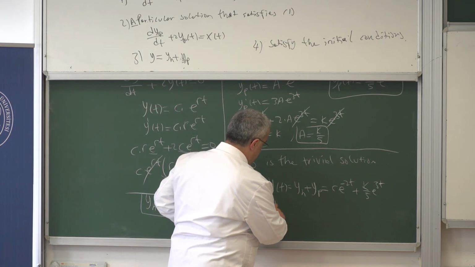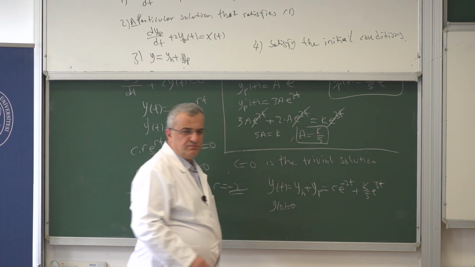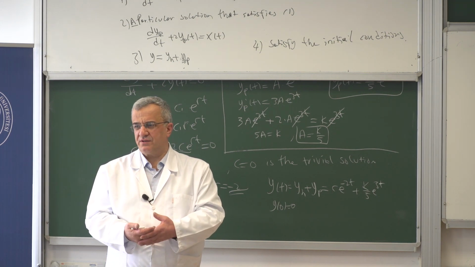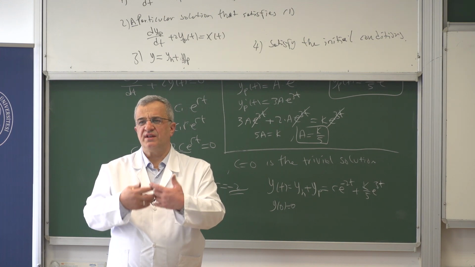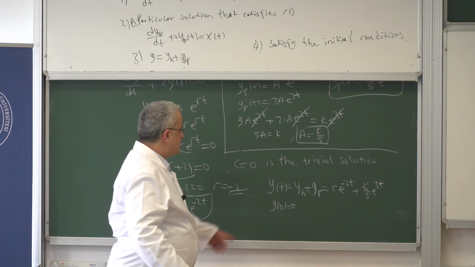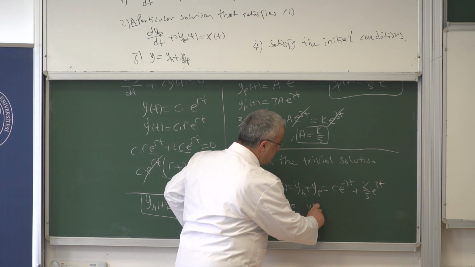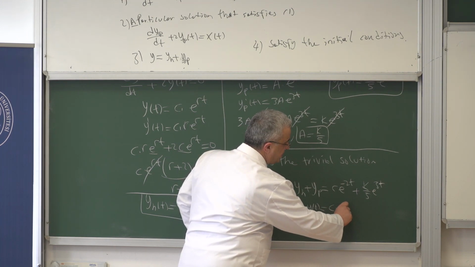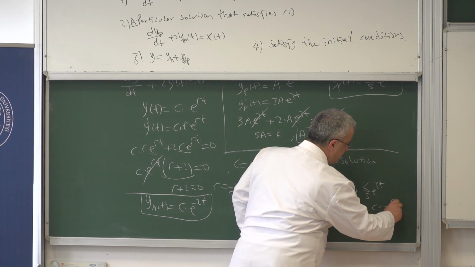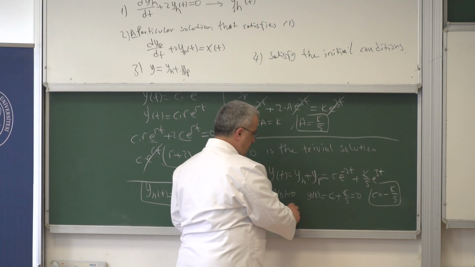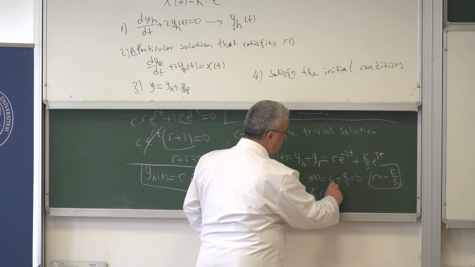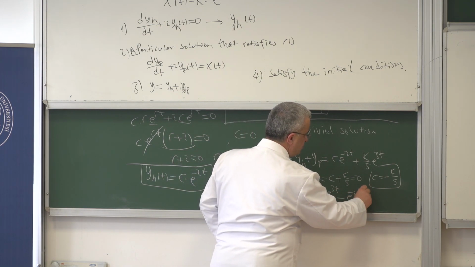We say that if y of 0 is equal to 0, meaning in the beginning we assume that all the capacitors and all the inductors, if it's an electrical circuit, are in relaxed mode. There is no stored energy in the system, okay? You are just starting it. So you assume this is 0, then y of 0 is equal to c plus k over 5 equal to 0. Then c is equal to minus k over 5. So y of t will then be equal to k over 5 times e to the 3t minus e to the minus 2t.